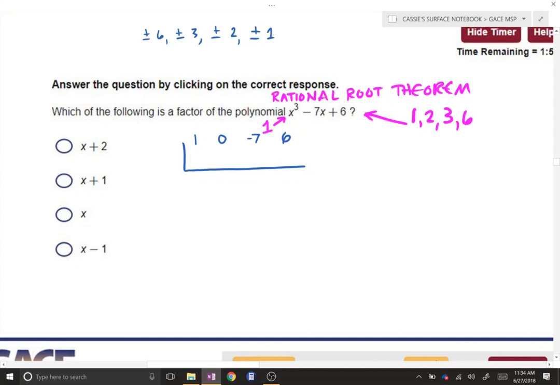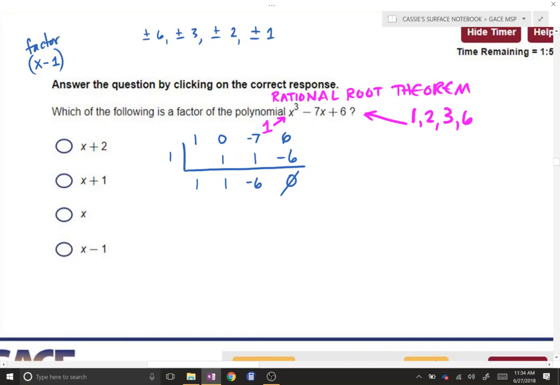What you can do is try these different rational roots. I'm going to try a positive 1. Drop the first 1. 1 times 1 is 1. 0 plus 1 is 1. 1 times 1 is still 1. -7 plus 1 is -6. 1 times -6 is -6. And that leaves 0. If you get a 0 remainder by dividing, then you know 1 is a root, so x minus 1 is a factor.